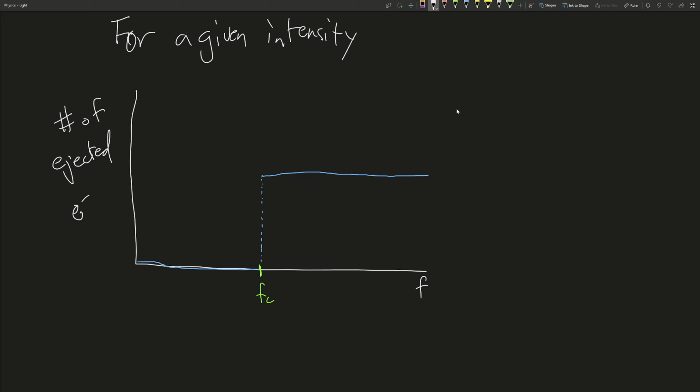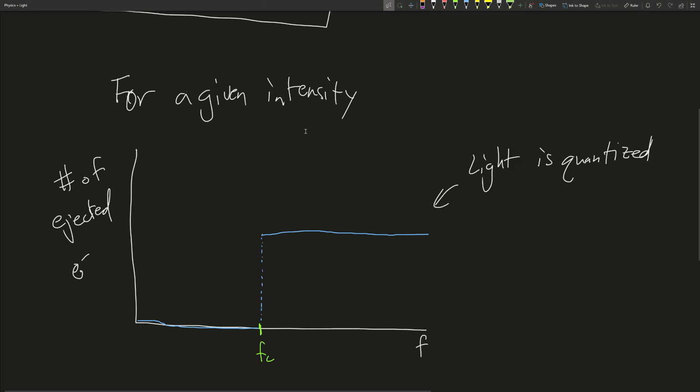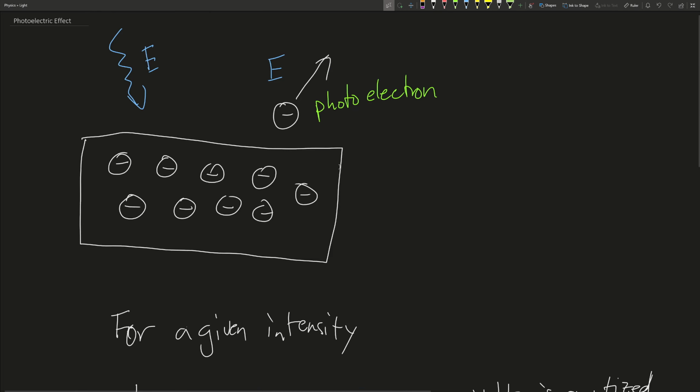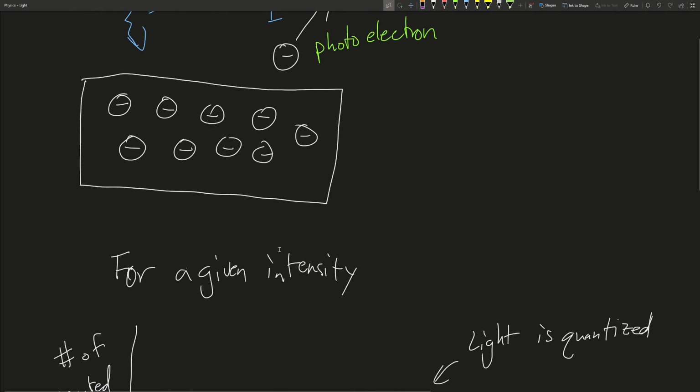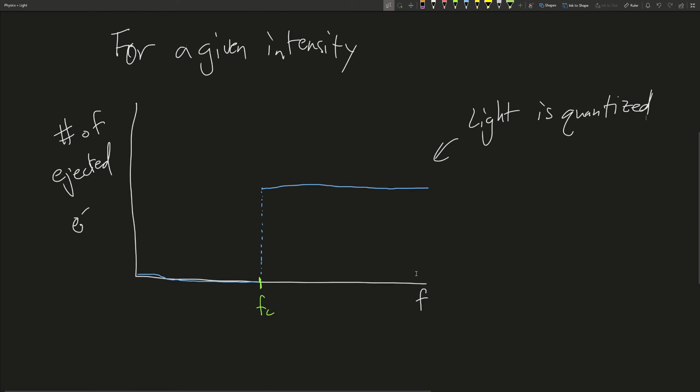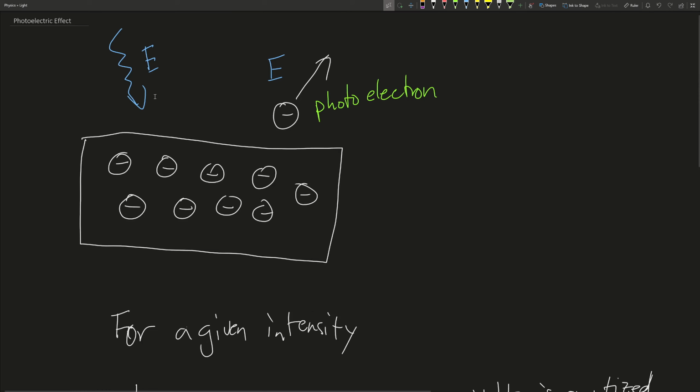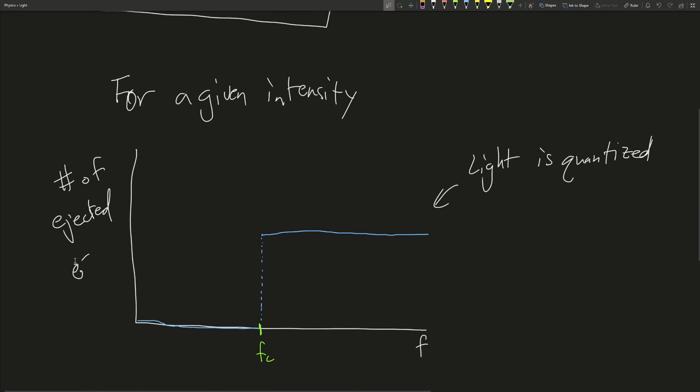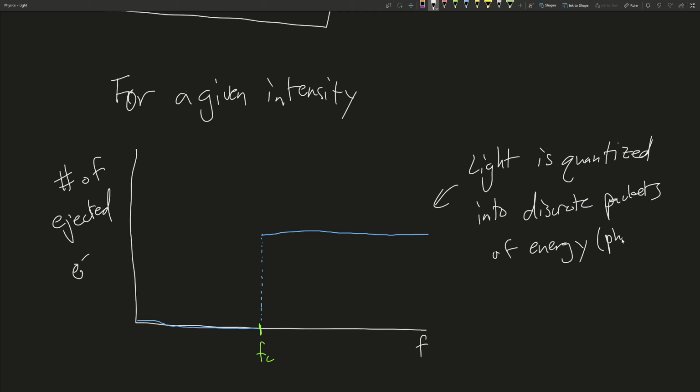So what this means is that light is quantized into discrete packets of energy. Increasing the frequency increases the energy of these incident photons, but it doesn't increase the number of electrons that are ejected, meaning that the energy of these ejected electrons also has to increase. But what this means is that light is quantized into discrete packets of energy. And these are called photons.